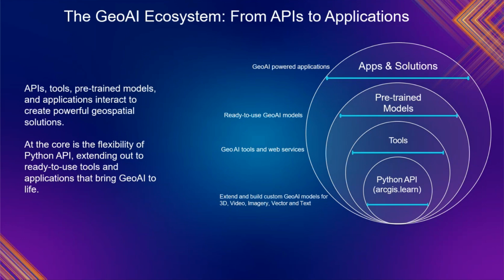And then there's GeoAI tools and web services that are built there for you. So like the ability to train your own models, the ability to label your imagery, all of that, those are also built with the Python API and are kind of on a larger scale. But then you can go one step further and use pre-trained models, which we're going to do a deeper dive into. But basically, it's a model that already kind of knows the basics of what you want it to do. And then finally, there's just apps and solutions, right? Something that is already empowered with AI that you could just use right off the shelf.